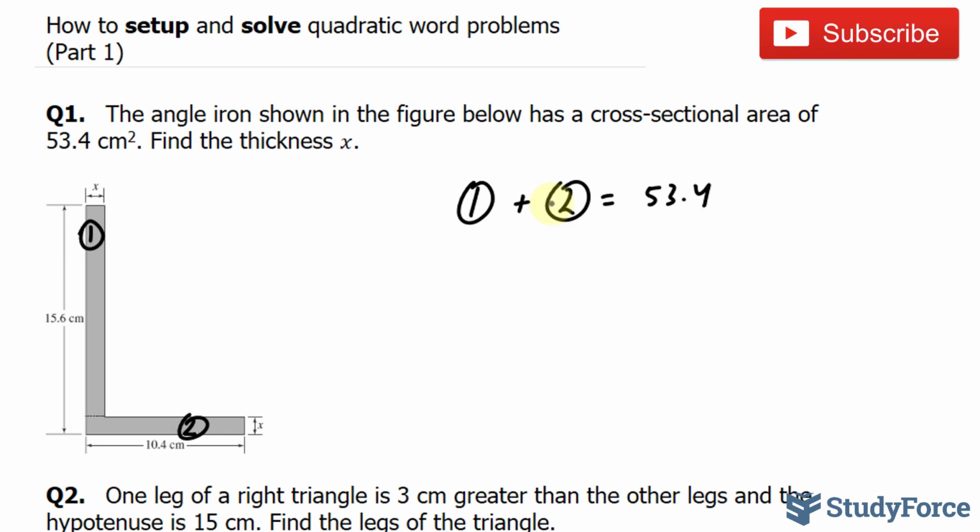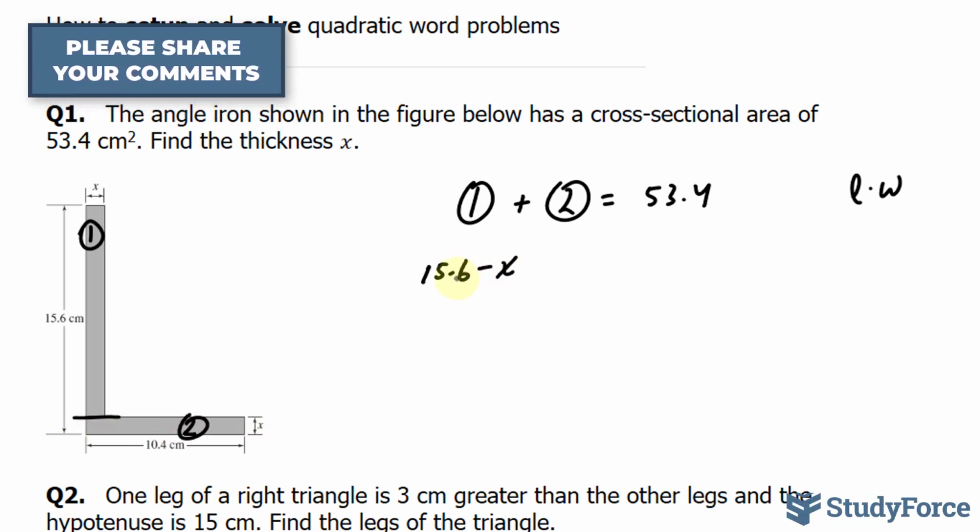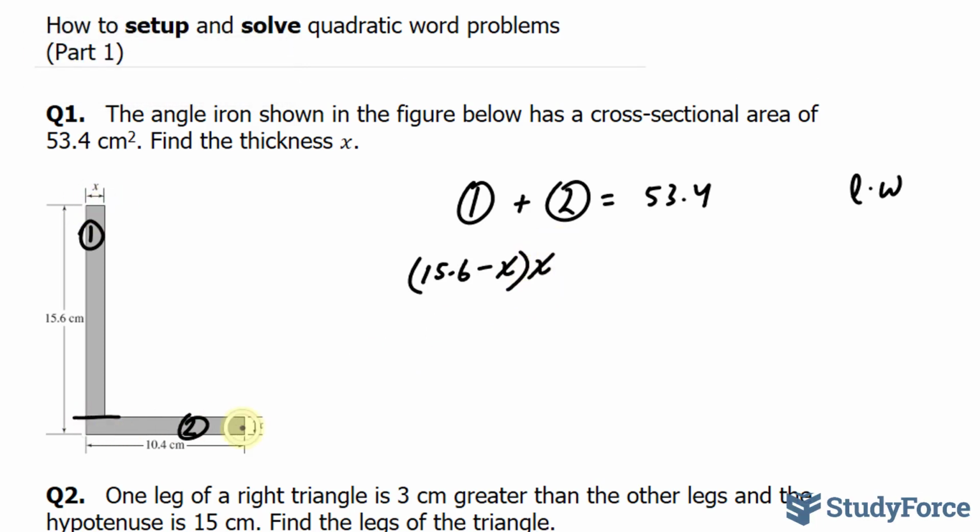Let's try to find the area of rectangle 1. Remember that a rectangle's area is length times width. Let's write that down. Length times width. The length of this rectangle, if we were to cut it from here, is 15.6 minus what we cut, because 15.6 is the length from here all the way to here, and if we take away x, we have 15.6 minus x, that's the length, times the width is x. Let's do the same thing for this rectangle. This time the length is 10.4 plus 10.4 times the width of x. That is equal to 53.4.